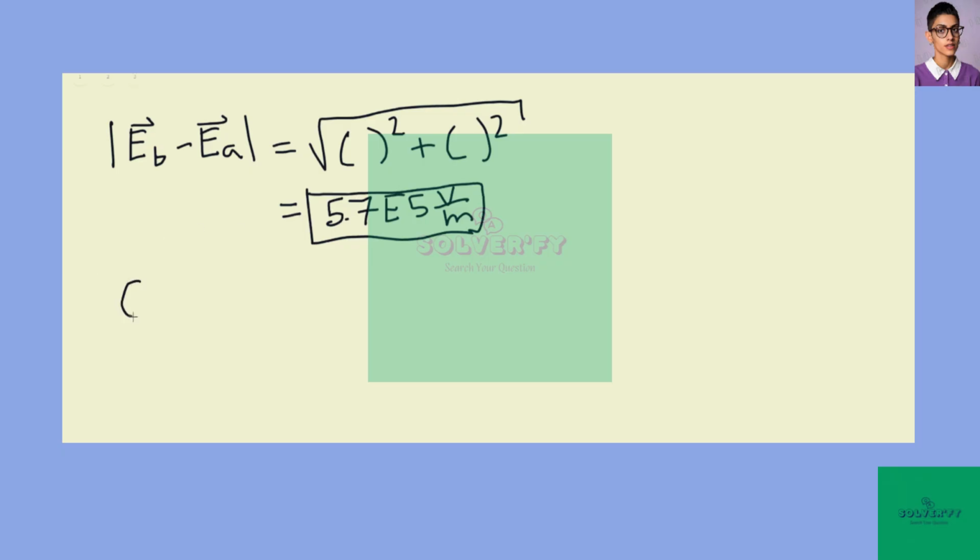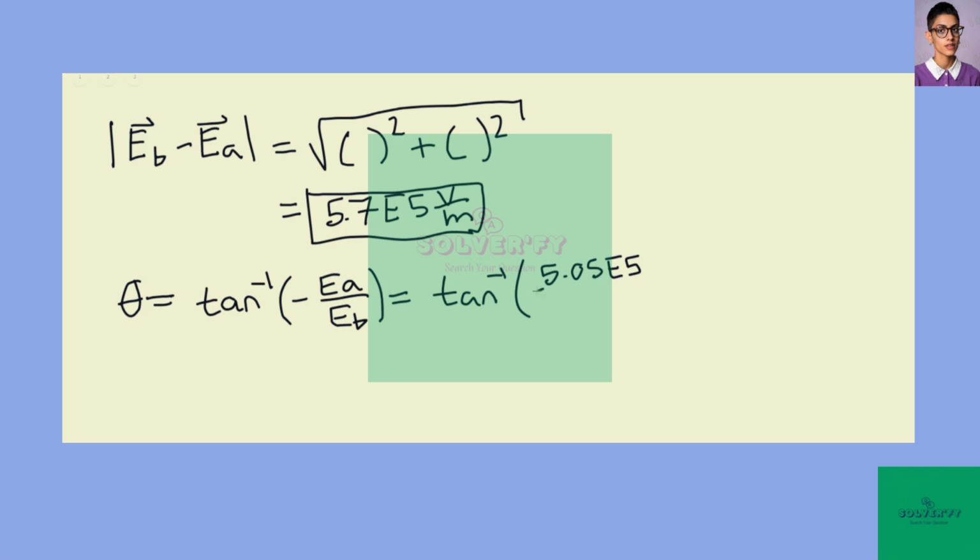And of course, to get an angle, we can take an arctangent, which is simply EA over EB magnitudes, which would come out to be about 5.05 times 10 to the 5 over 2.63 times 10 to the 5. We can plug this into our calculator and we will end up with about 62 degrees. Okay, and that's it.